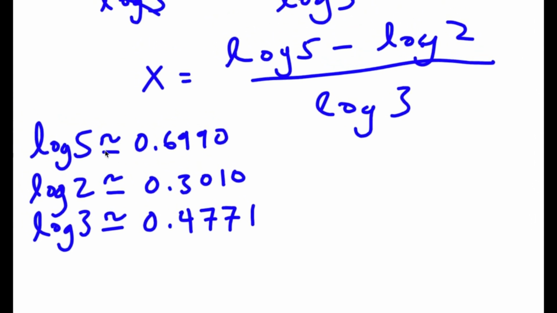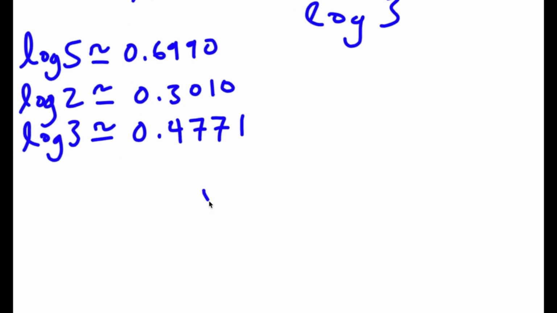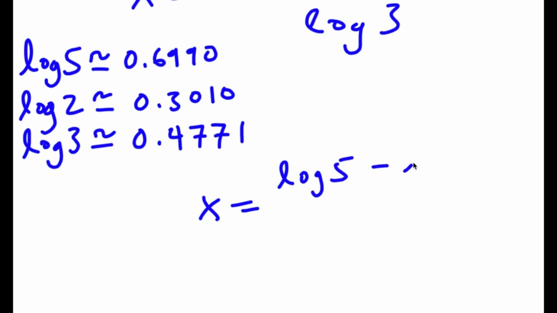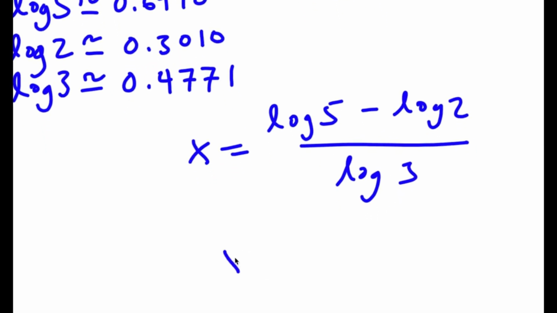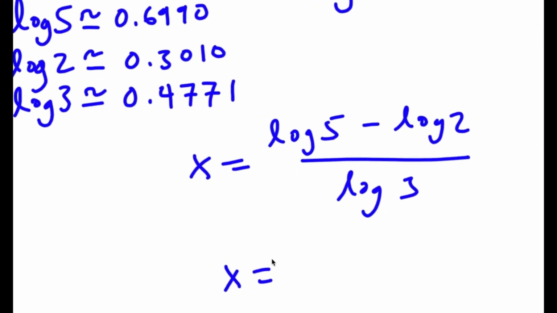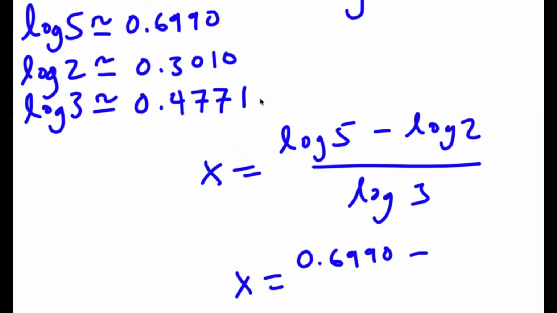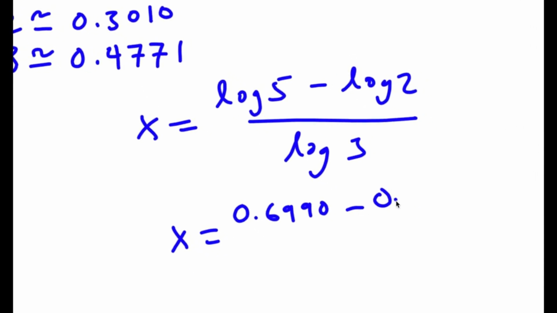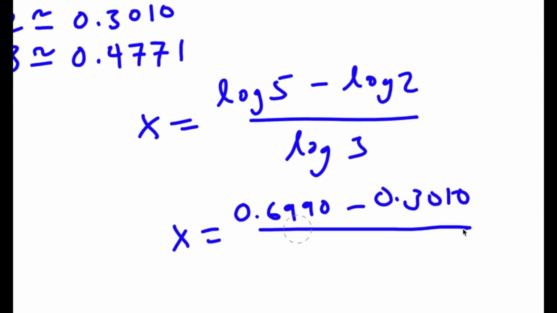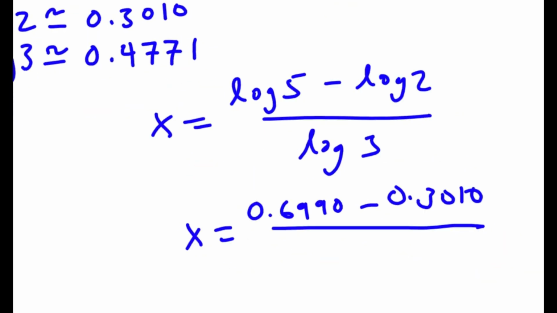So now if I plug these values into my original equation, which was x is equal to log 5 minus log 2 over log 3, well, log 5 here is equal to 0.6990, so I get 0.6990 minus log 2, which was equal to 0.3010, so 0.3010 all over log 3. And now log 3 is equal to 0.4771, so 0.4771.